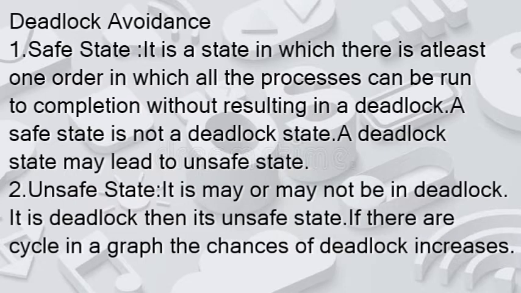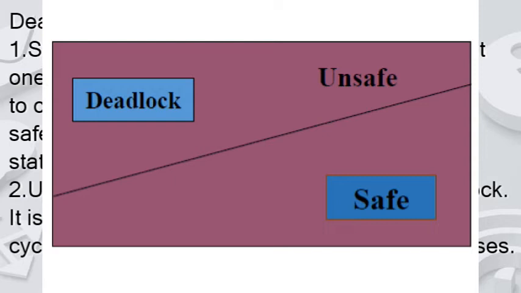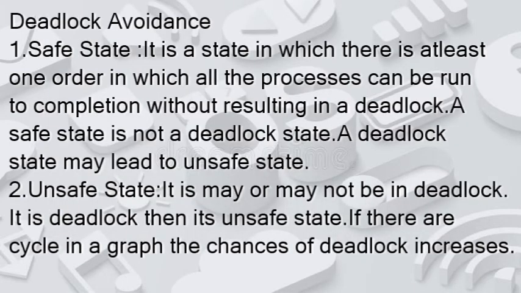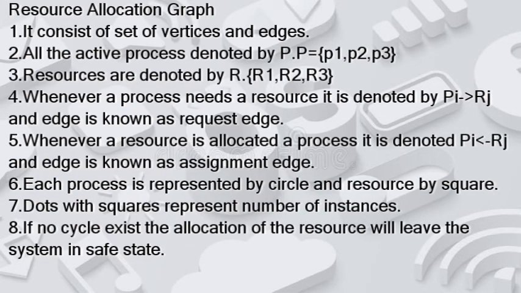A safe state is not a deadlock state. A deadlock state may lead to an unsafe state. So basically a safe state is not a deadlock state. Second, we have the unsafe state. An unsafe state may or may not be in a deadlock condition. If it is deadlock, then it is an unsafe state. If there is a cycle in the graph, the chance of deadlock increases maximum. So these are the two states which are required to be understood. A safe state is not a deadlock state, but an unsafe state may lead to deadlock. We have two types of algorithms that we can use to avoid this deadlock.